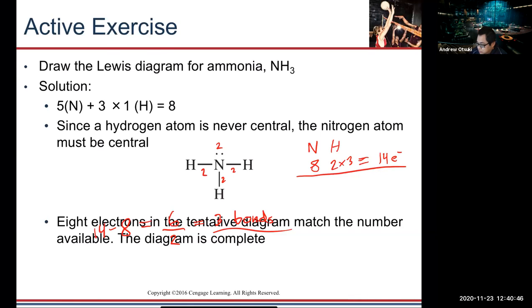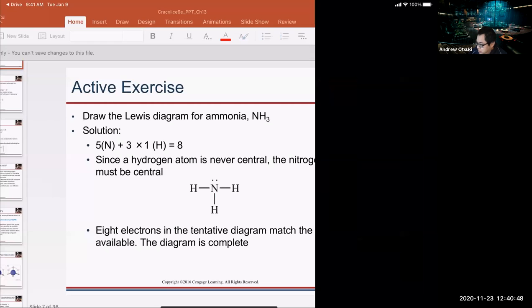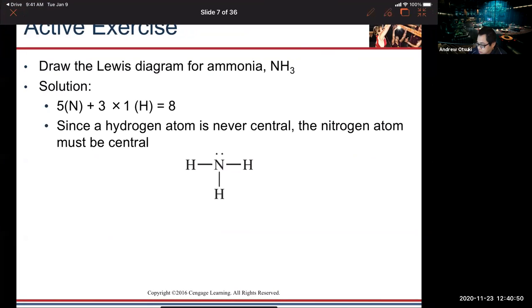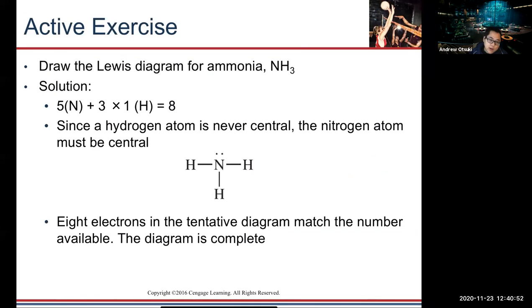Okay, let's zoom out of this and reload it so I can show you the other piece of writing. So 8 electrons. So we match the tentative diagram. The tentative diagram matches the electrons available. So it's basically saying that this drawing matches our calculated valence electrons that are available. So it's a good check.